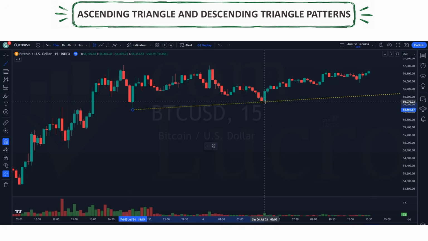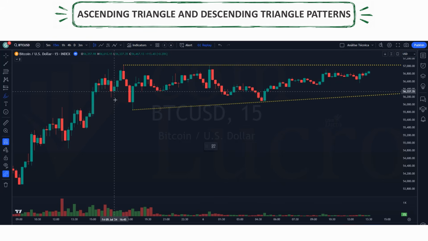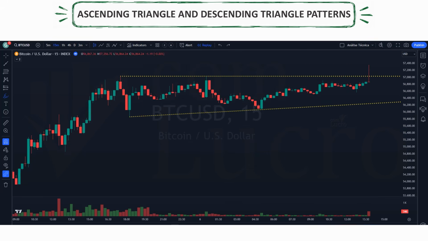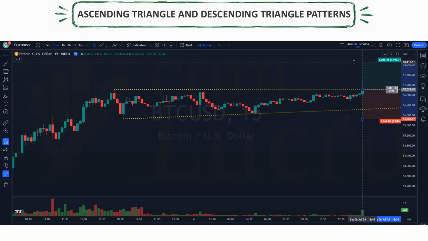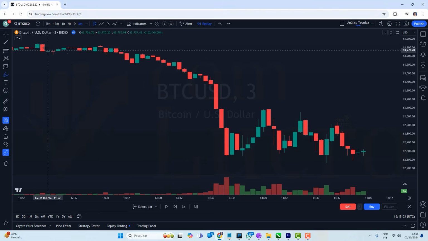Now, let's look at an example of the bullish ascending triangle on the Bitcoin against the US dollar chart. The market is in an uptrend and begins consolidating. The price forms higher lows, but each rally meets resistance at a horizontal level, forming the ascending triangle. As the price consolidates and gets closer to the breakout point, buyers keep gaining strength. When the price breaks through the resistance, the pattern is confirmed, signaling the continuation of the uptrend.